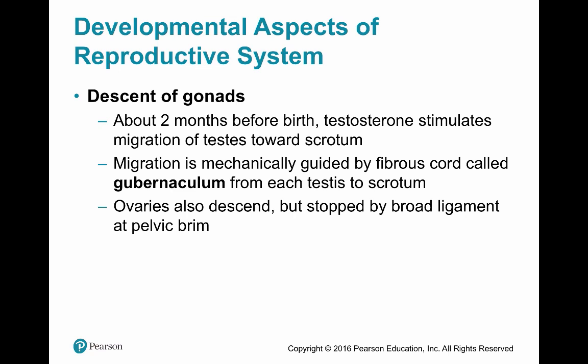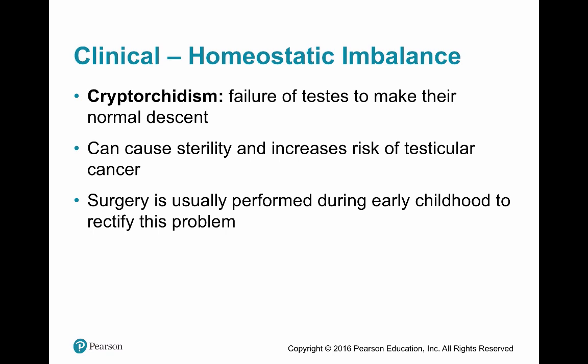At about 2 months before birth, testosterone will stimulate the migration of the testes towards the scrotum. Migration is mechanically guided by fibrous cords called the gubernaculum, from each testis to the scrotum. Ovaries also descend but stop by the broad ligaments. Cryptorchidism is the failure of the testes to make a normal descent. It can cause sterility and increased risk of testicular cancer. Surgery can be performed.